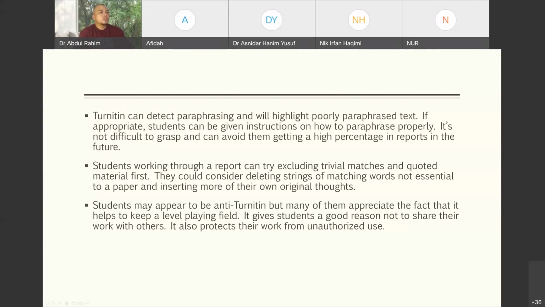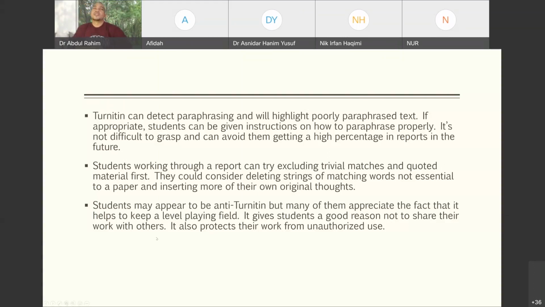Students may appear to be anti-Turnitin, but many of them appreciate the fact that it helps to keep a level playing field. It gives a student a good reason not to share their work with others. It also protects their work from unauthorized use. So this is the more major advantage.